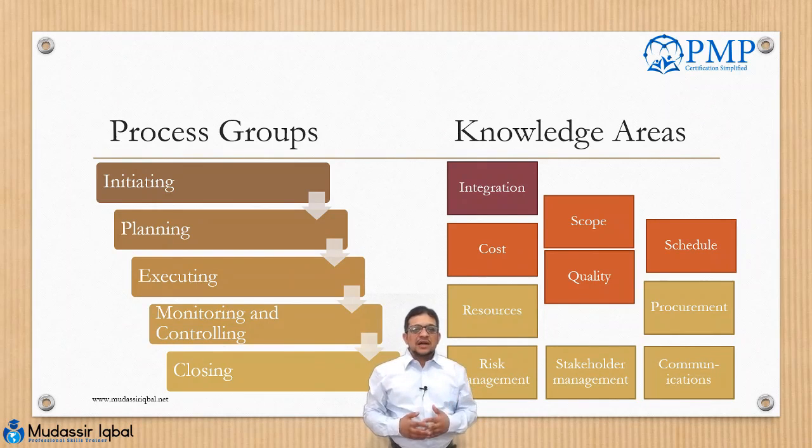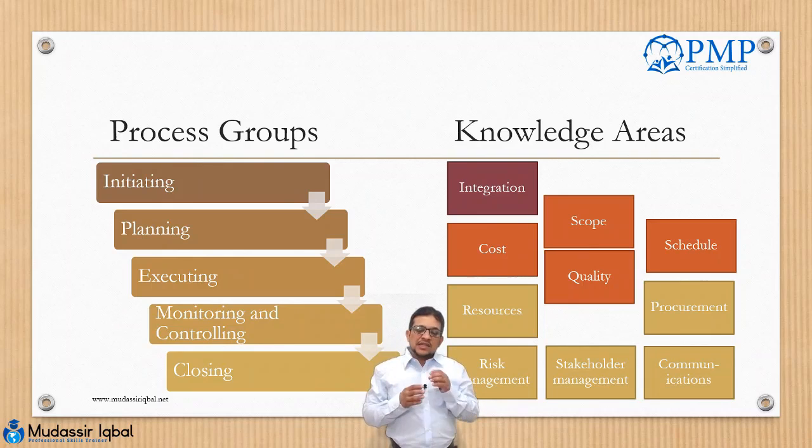So let's start understanding what process groups are. We have 4 process groups which tell you in which state of project management you are in, whether you are initiating, planning, executing, monitoring and controlling, or closing. It is very important to understand that these are not the phases of the project. One project phase, which is a design phase, can have all these process groups, which tell you when we are doing any activity.